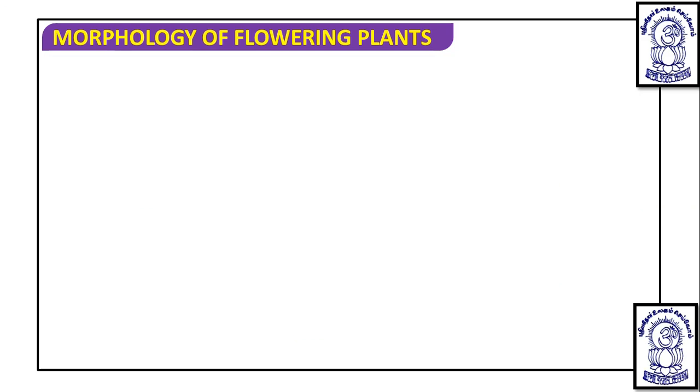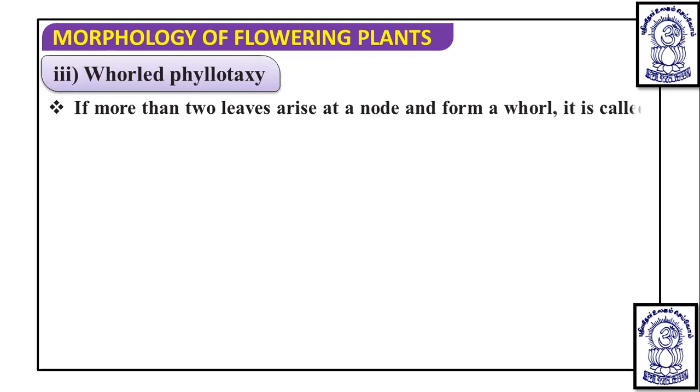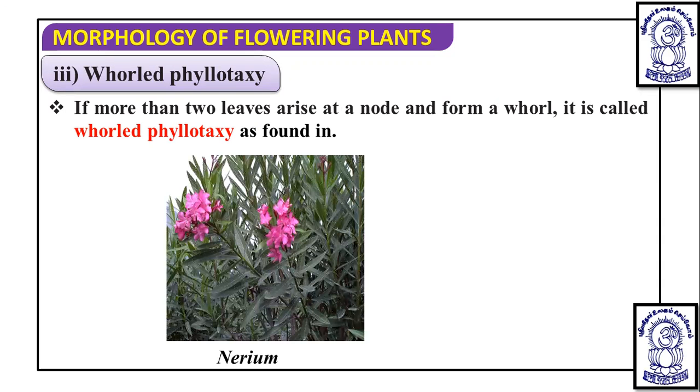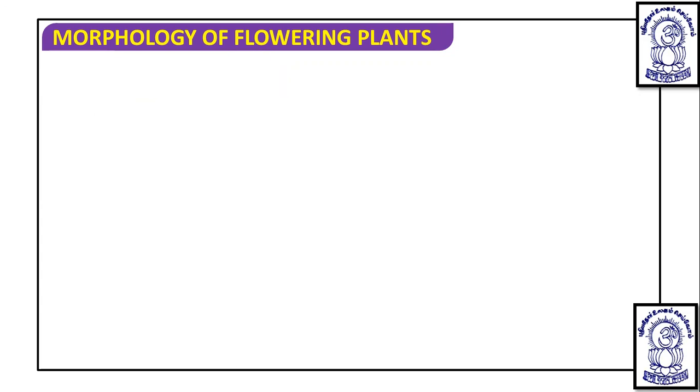After opposite phyllotaxy, the last phyllotaxy which we are going to discuss is whorled phyllotaxy. In whorled phyllotaxy, there are more than two leaves at each node, which form a group. So if more than two leaves are present at each node and form a whorl or a group, then it is called whorled phyllotaxy. It is found in case of Nerium and Alstonia.